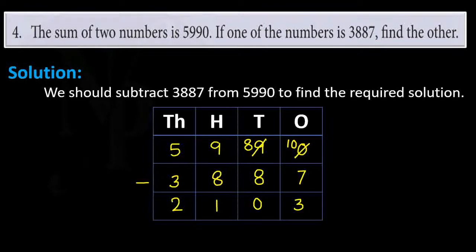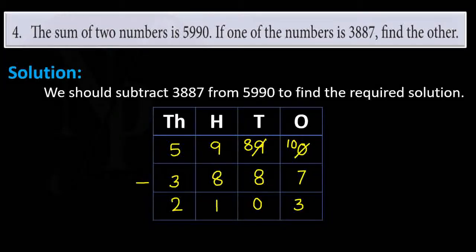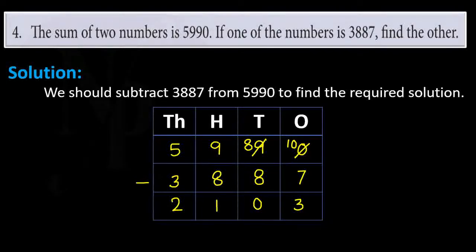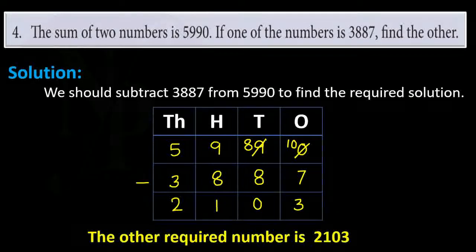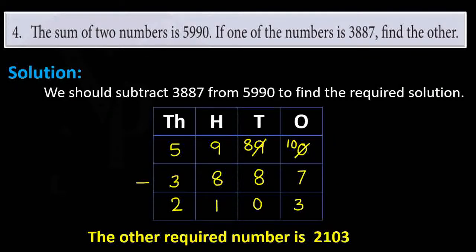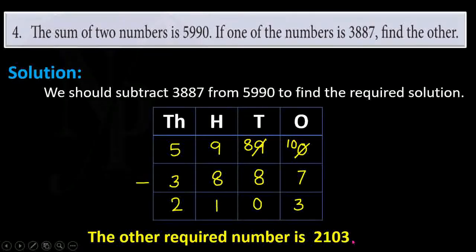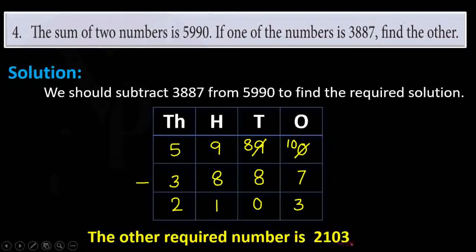So altogether the difference when you subtract these two numbers is 2103. So the other required number is 2103. So in the question it is given that the sum of two numbers is 5990 and one of those numbers is 3887, and we found that the other number is 2103.